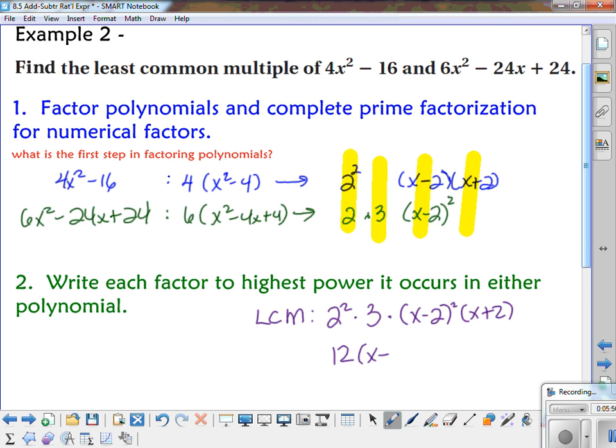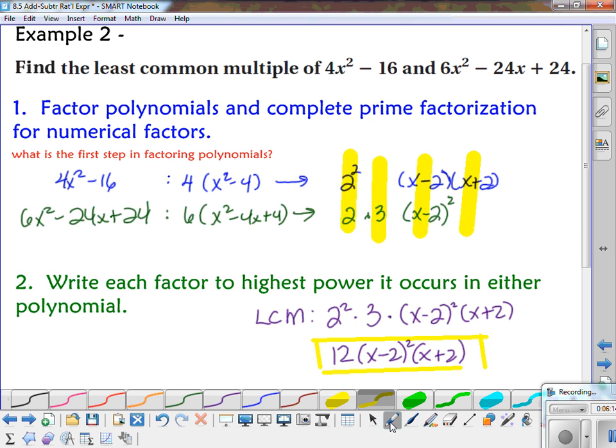And then x minus 2 squared times x plus 2, I would leave it factored though. You don't want to multiply this all out. Okay? So my least common multiple is 12 times x minus 2 squared times x plus 2. So what I'm doing is I'm finding something that they'll both divide into.